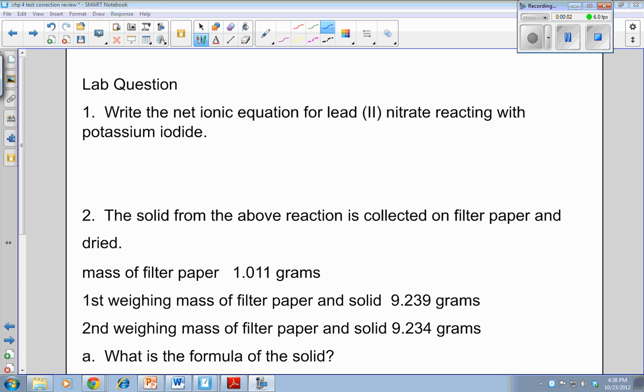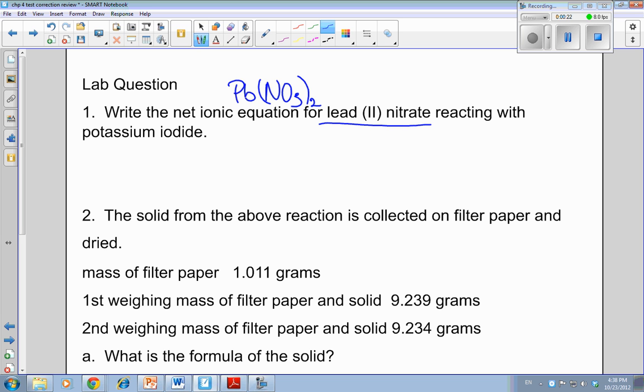This is a net ionic stoichiometry problem. So the first thing I need to do is get it from words into symbols and then write the net ionic equation. So lead II nitrate is Pb, and then I know that nitrate is NO3, which has a -1 charge, so I need 2 nitrates to balance out the +2 from the Pb.